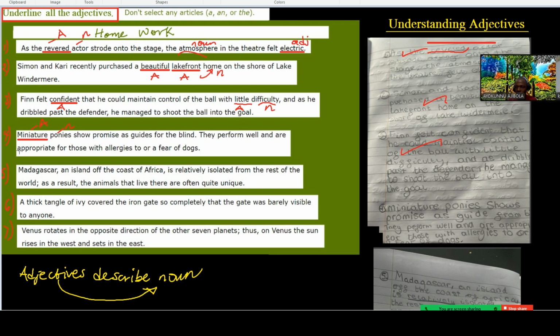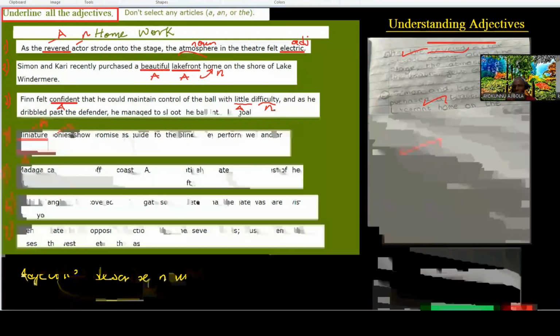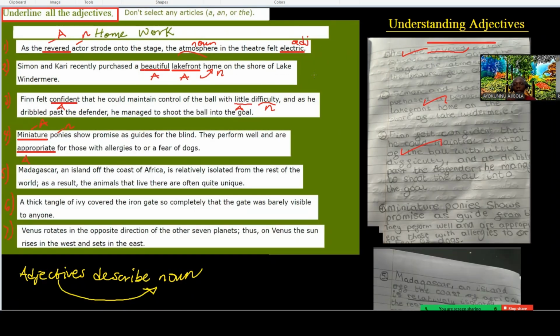Exactly. So appropriate here is an adjective. When you talk about adjectives, they go beyond blue bird and big bag. They go beyond color. Words like miniature, revered, confident and little are also adjectives, describing nouns, okay?